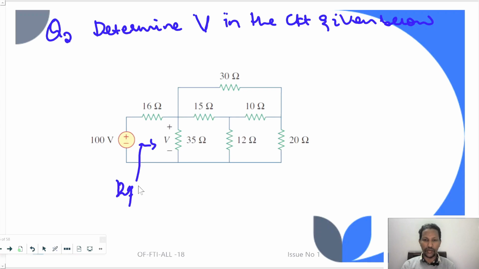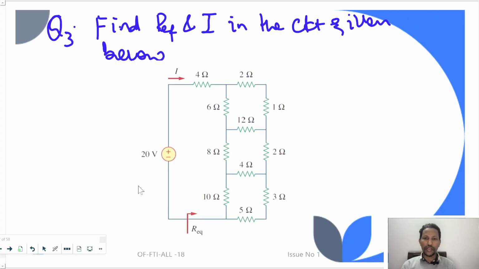So first we need to use the reduction technique. Then after that we need to go back to the original circuit step by step, so we can obtain the value of the current passing through the 35 ohm resistor. That current times the resistance value gives the voltage across the 35 ohm resistor. This is another question: find R equivalent and I in the circuit given below. You can try it with the same procedure.